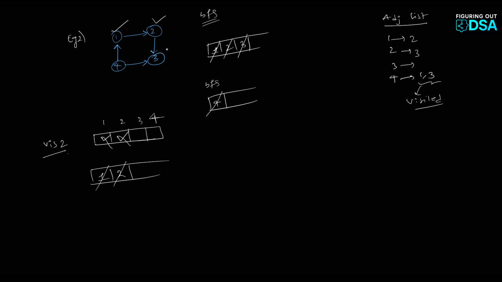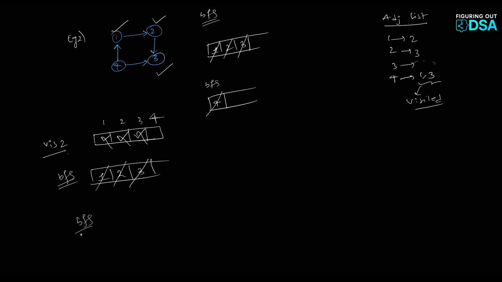Then again from 2, we'll push node 3 and we'll mark this 3 as visited here and we'll mark it as visited here. And when we are popping 3, we'll unmark it and we see for 3 we don't have any connected nodes here. This BFS call is completed.